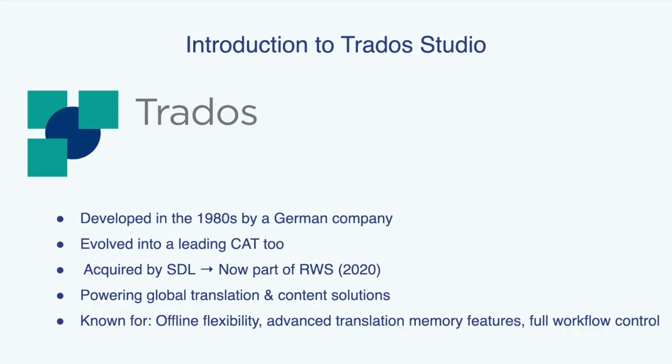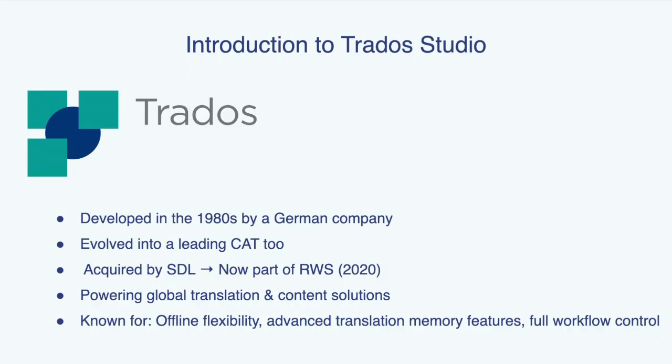Trados Studio 2024 is one of the most well-known computer-assisted translation tools developed by RWS, a global leader in language and content management solutions. It was originally developed by a German company in the 1980s, and its early versions laid the groundwork for what we now know as modern CAT tools. It was later acquired by SDL and eventually became part of RWS in 2020. Today, Trados remains one of the most widely used CAT tools in the professional translation industry.